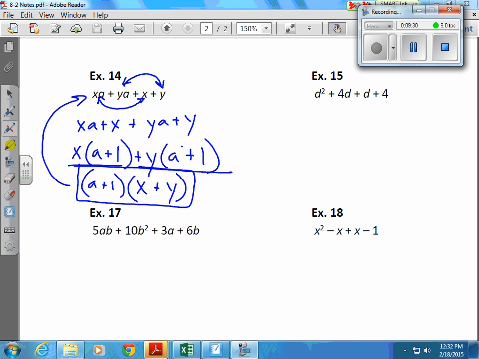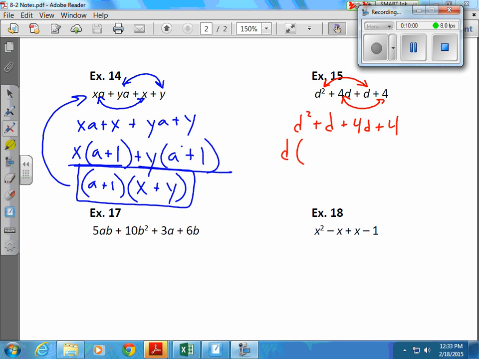Let's look here. Number 15, see what it has in common. These two both have 4's in common. These two both have d's in common. Any other combination, and one of them is going to have something in common, but the other pair won't. So we'll start with the d squared plus d. We'll rewrite the problem, plus the 4d plus 4.